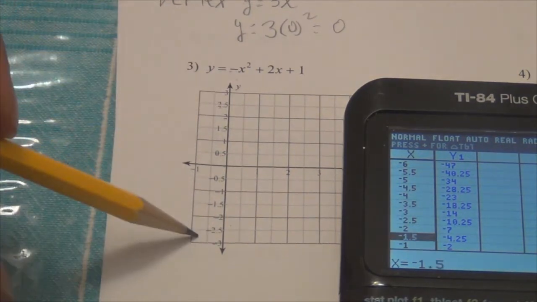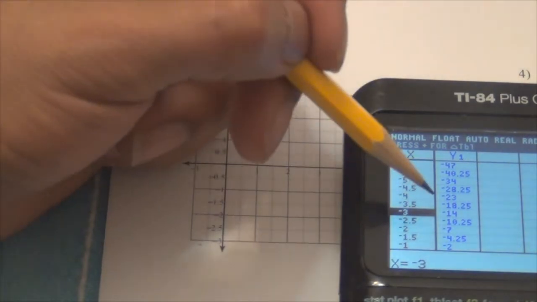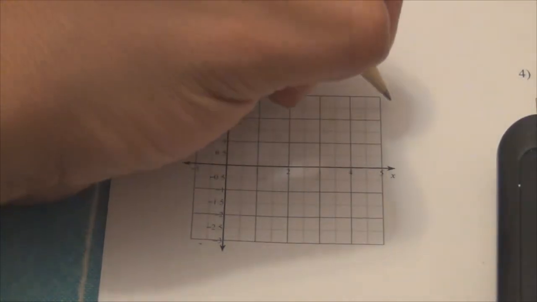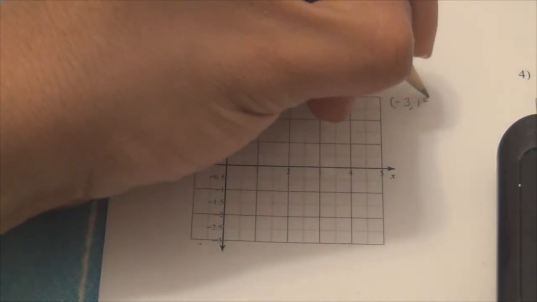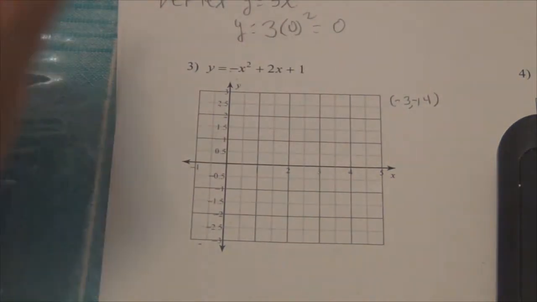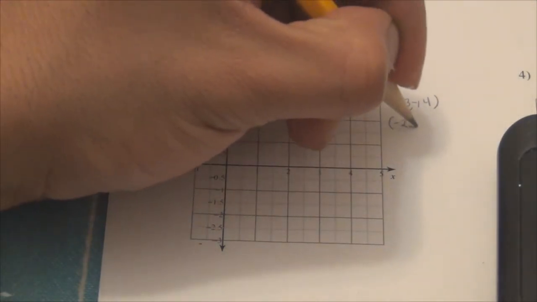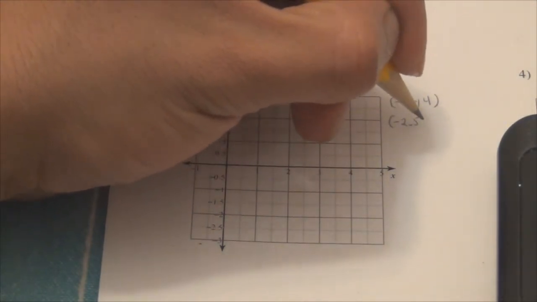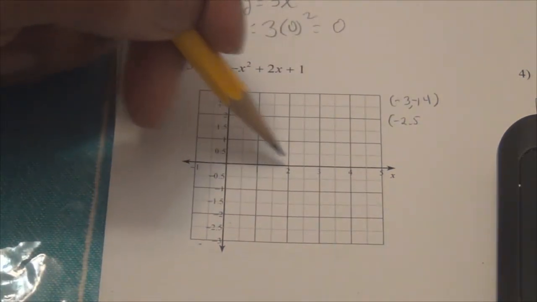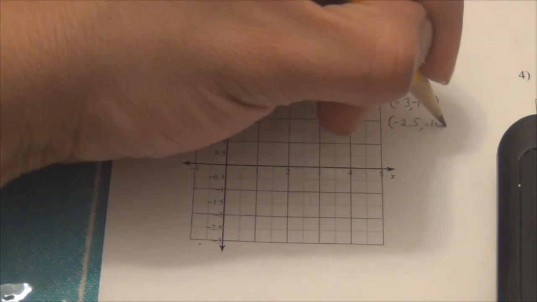Okay, we have all the way to negative 3. So negative 3 is negative 14. So negative 3 comma negative 14. Okay, negative 2.5 is, oh no. Well, you know what, let's see if we can do this. Comma negative 10.25.